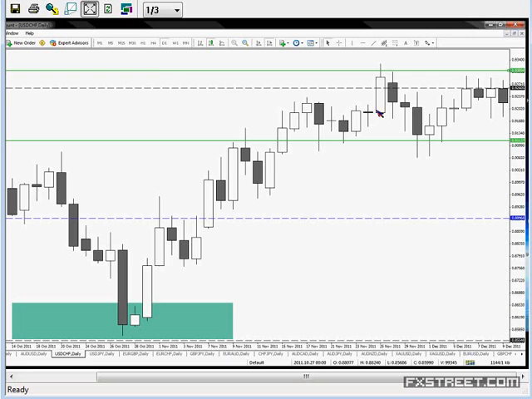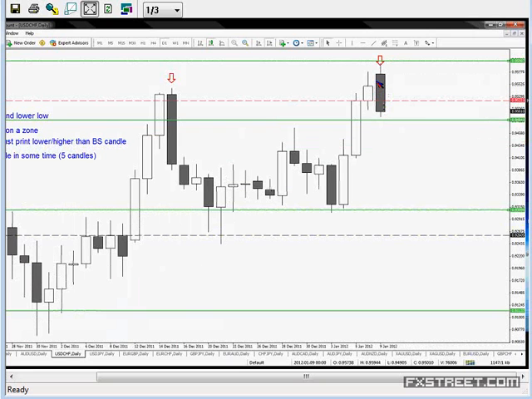Now compare that to this candle. Unless it really takes a fall in the next hour and a half, which is highly unlikely during the period that we're in right now, which is sort of the interbank period.